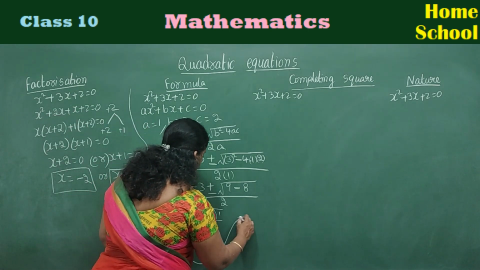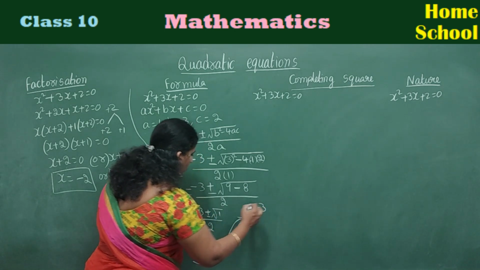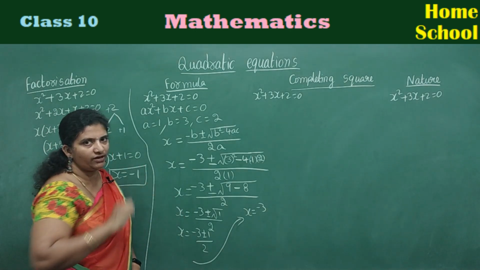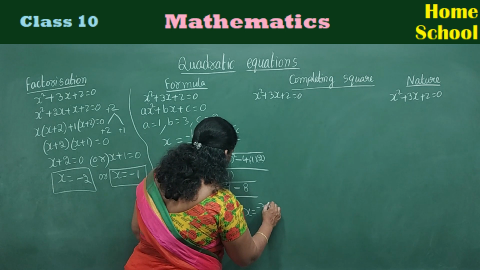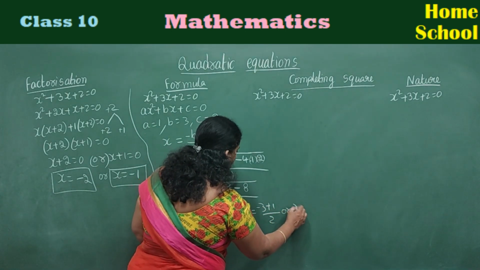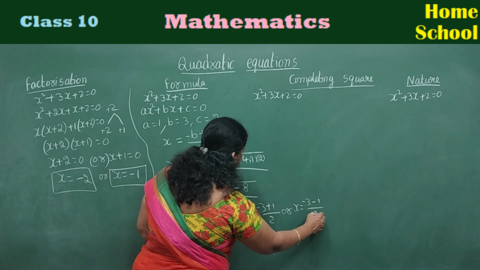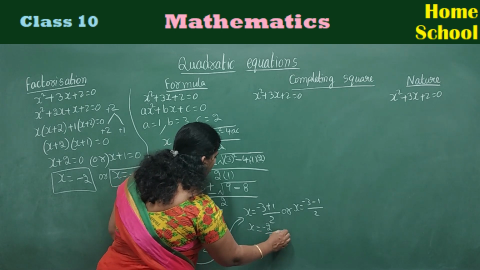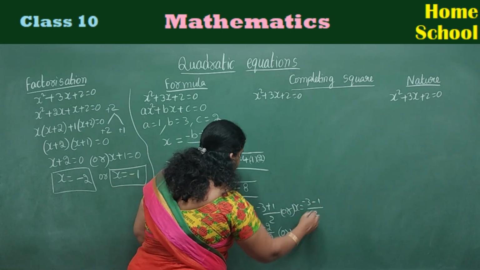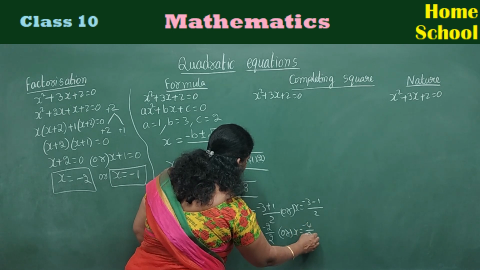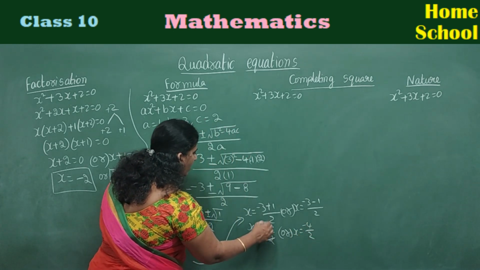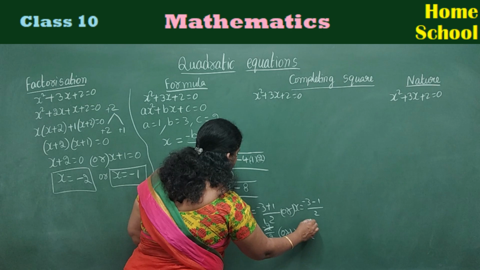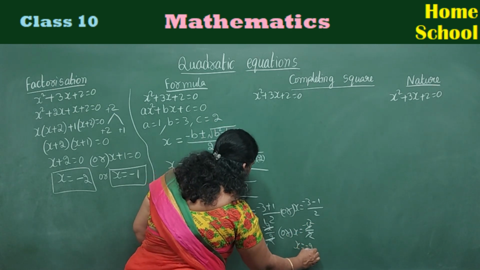Now continue this here. x is equal to plus or minus you have. One set you take with plus, another set you take with minus. x is equal to minus 3 plus 1 by 2 or x is equal to minus 3 minus 1 by 2. Minus 3 plus 1 is minus 2 by 2, or minus 3 minus 1 is minus 4 by 2. That is 2 1s are 2, x is equal to minus 1. 2 2s are 4, x is equal to minus 2.